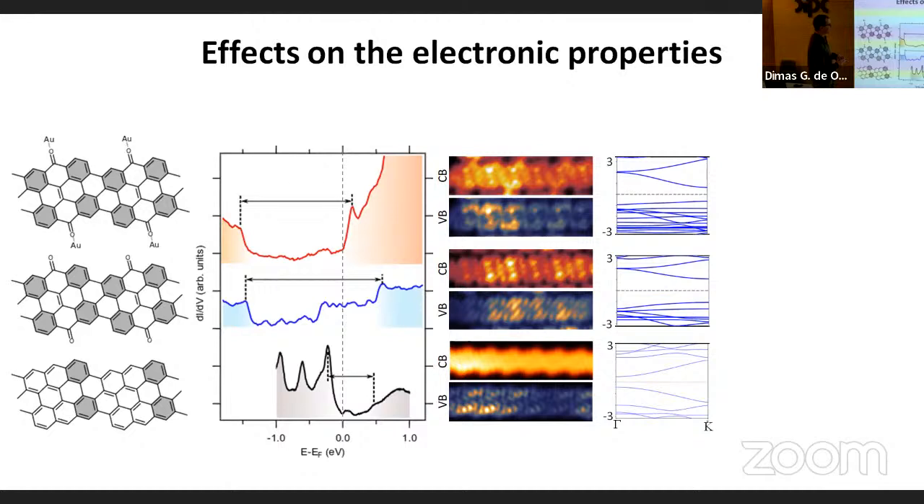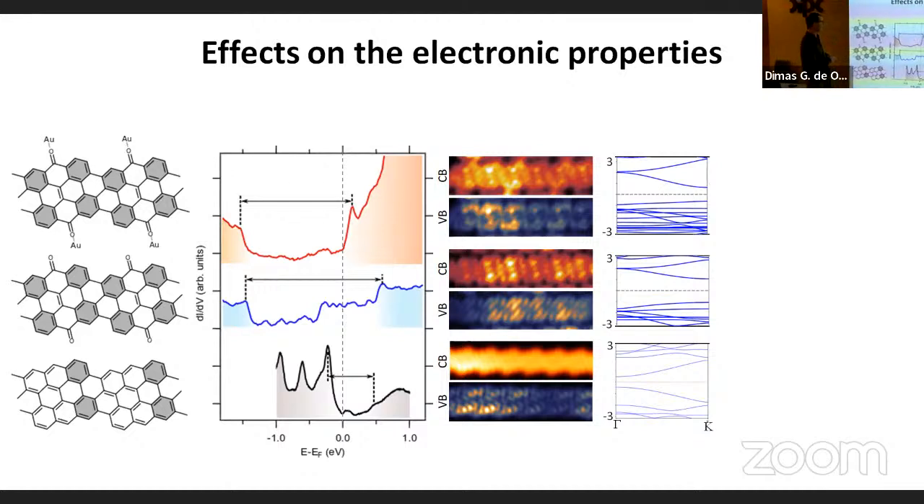We see that from here to here, the band gap opens a lot. We see that from here to here, it shrinks again. And we also see that the most affected band is actually not the conduction band, whose dispersion is not so strongly affected, but the valence band, which becomes much flatter when it coordinates to the iron.